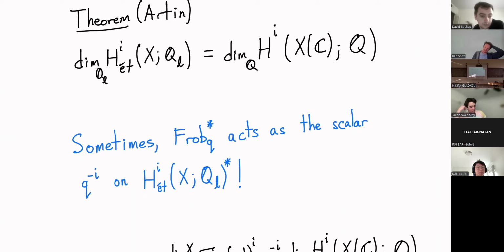Sometimes, like in the example that we're going to consider later today, the action of Frobenius is by a scalar. It's actually just multiplication by a scalar on the vector space. People use the letter L. I'm not sure why exactly it's L, but you need to do coefficients in the L-adic rationals for some prime L, which is co-prime to Q. So it's important that you pick some prime L to begin with that's just different from the characteristic of your base field, and then you have to use QL. But it could be R, yeah.